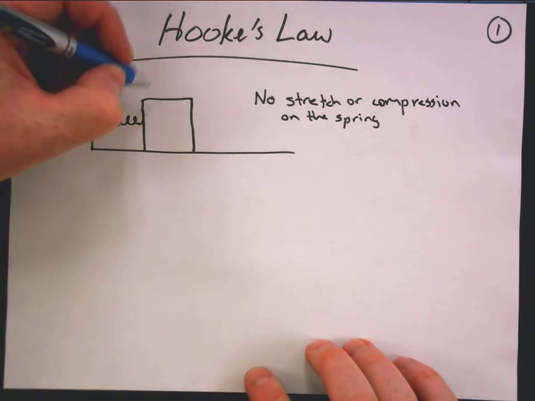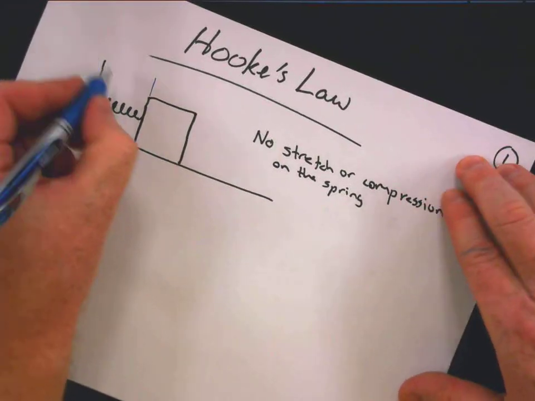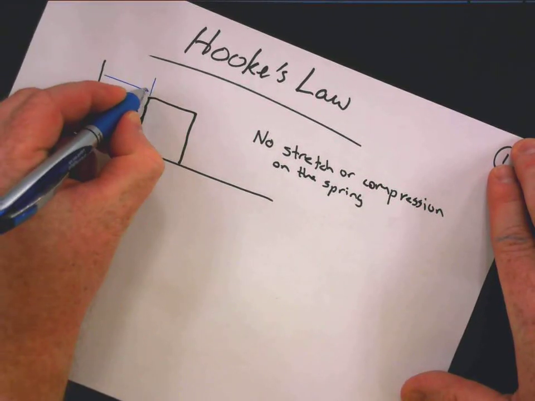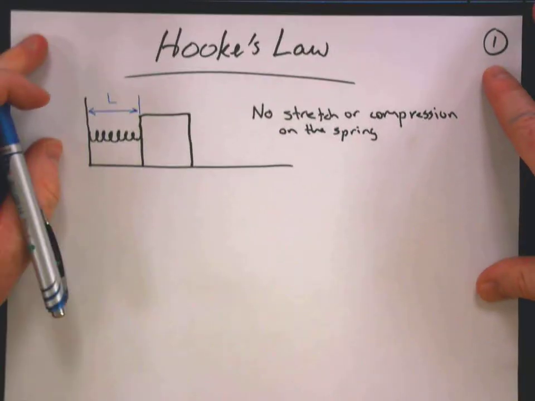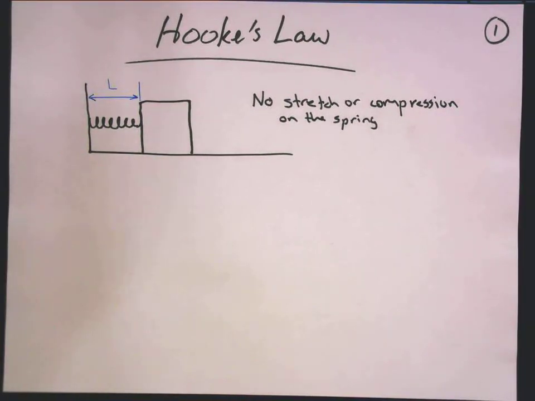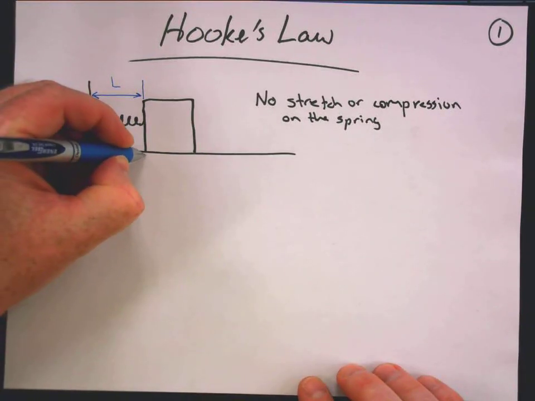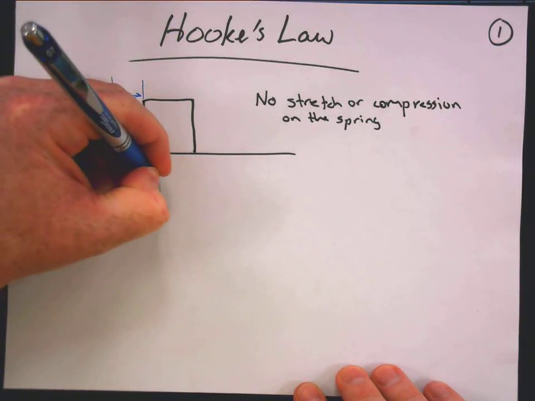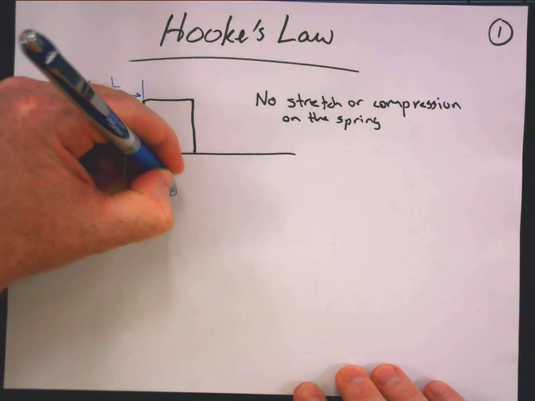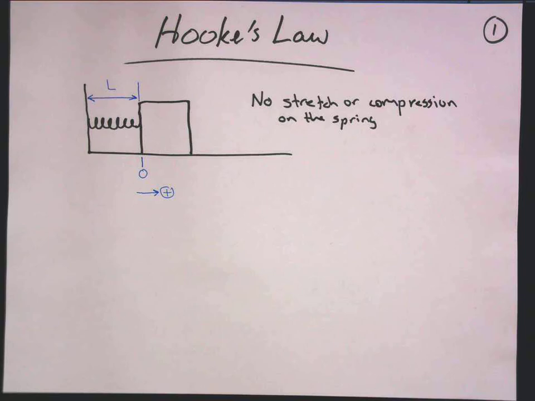Let's label a few things though. I've got this location here, and this is a distance of L. Let's call this the resting length. L will be the resting length of the spring. No stretch or compression. Let's call this position, just for a reference, the zero position, and let's make positive to the right. Just so we have some coordinate system that we can work with, because it actually will matter here.